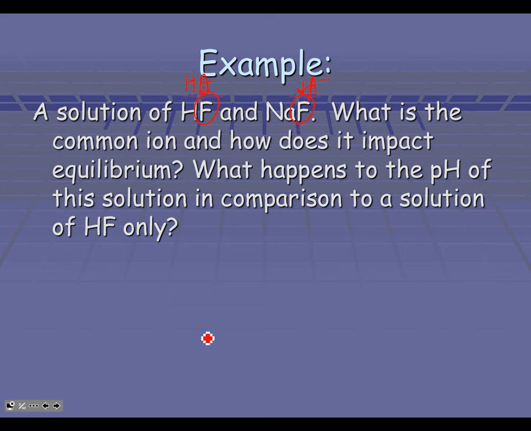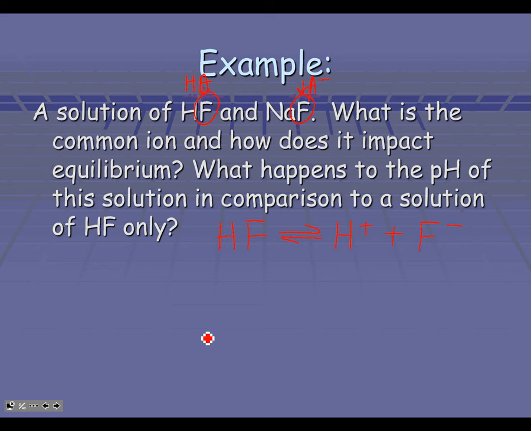And so what we want to do is see how this common ion impacts the equilibrium. How does it compare to the pH of a solution if we only had the hydrofluoric acid present? You'll see you have some information on your PowerPoint, but I want to set up an ice chart here a little bit differently and show you what happens. So HA, our weak acid, is what we're going to work with.